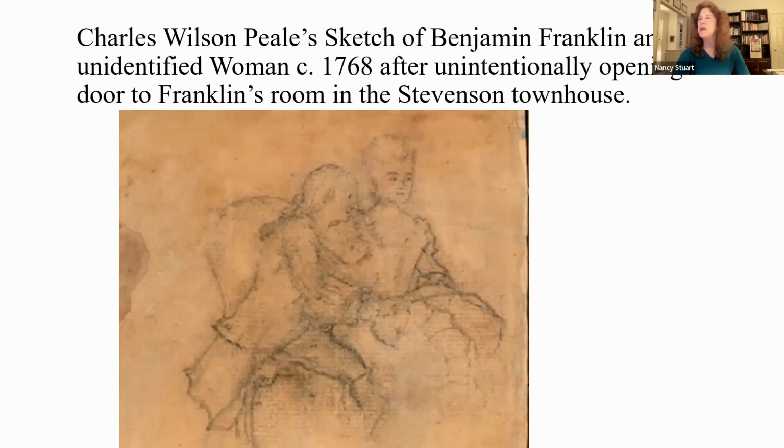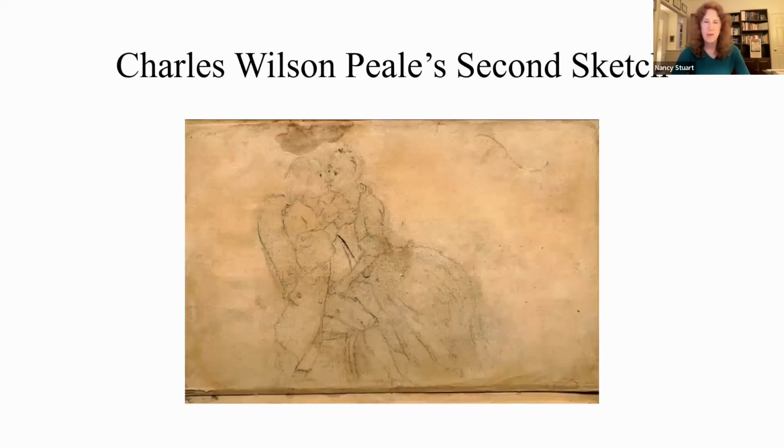Just to add this in rather quickly, Charles Willson Peale was a young American artist. He came to London to study art, and he lived for a while in Mrs. Stevenson's home. He knew Ben, of course, and actually they lived in the same house. He opened the door one day on Ben's room, and to his surprise, there is Ben with a lady. And if you go to the next slide, you'll see an even more explicit sketch. He rushed back to his room completely embarrassed, but being the artist, he sketched what he saw. We don't know who that woman is, she has not been identified, and it contributes to the mystery of Ben as a real womanizer. Next slide, please.